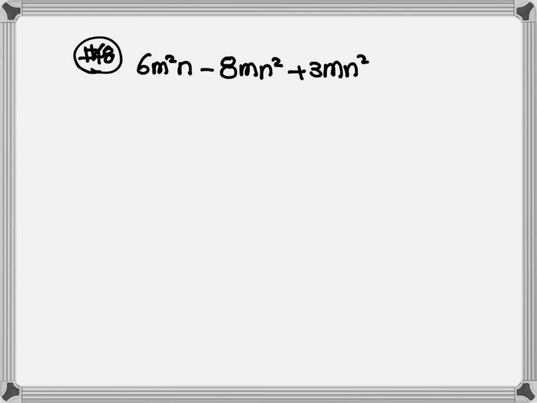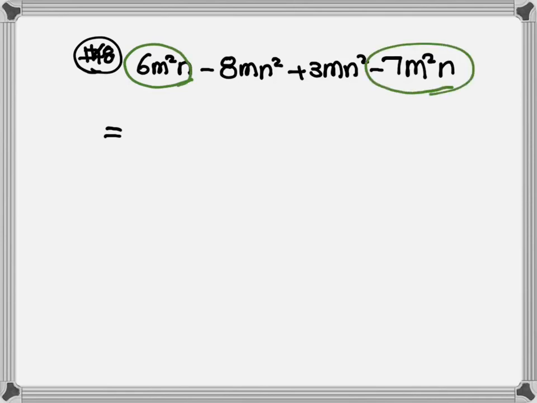Next. Now let's look at number 48. Number 48. We have 6m squared n minus 8m n squared plus 3m n squared minus 7m squared n. Okay, let's combine the like terms. So here, the first one, we have 6m squared n. So let's look for m squared n. So it'll be a negative 7m squared n. So 6 minus 7 will be a negative 1. Keep the m squared n.